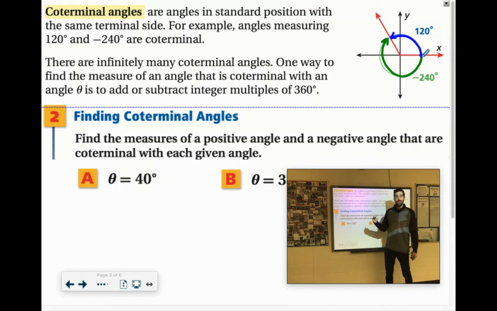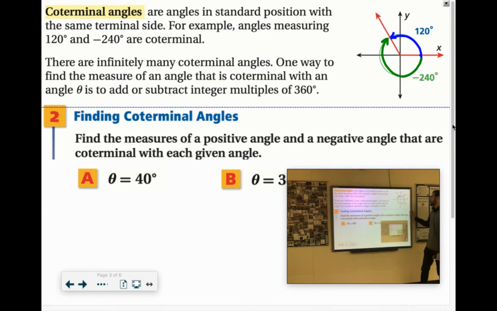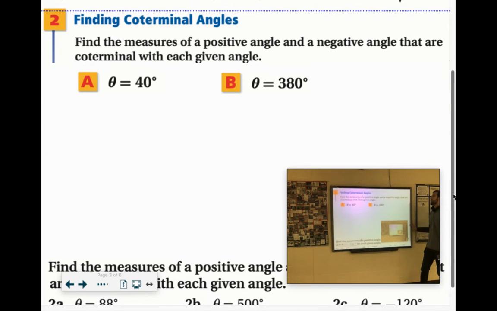The way you can find coterminal angles, there's infinite amounts of them, is you can keep adding 360 degrees, right? Because that would be another rotation. Or you could keep subtracting 360 degrees and knock it down that way. So let's try this out. Find measures of a positive angle and a negative angle that are coterminal with each angle.